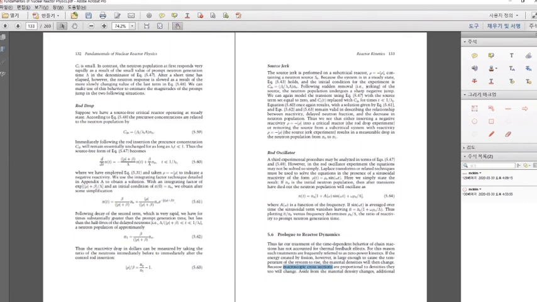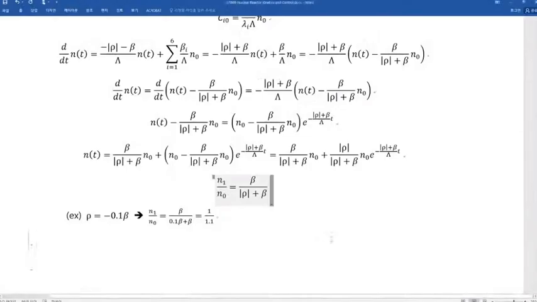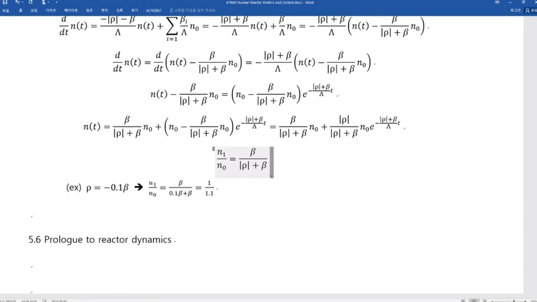Let's go to the prologue to reactor dynamics, section 5.2, where we talked about zero power kinetics.